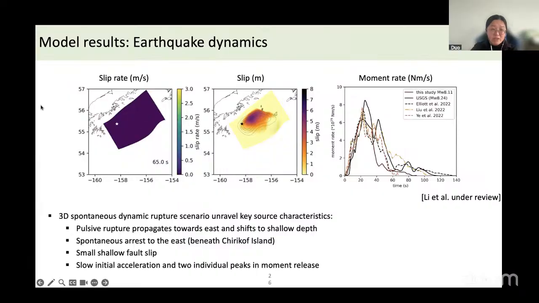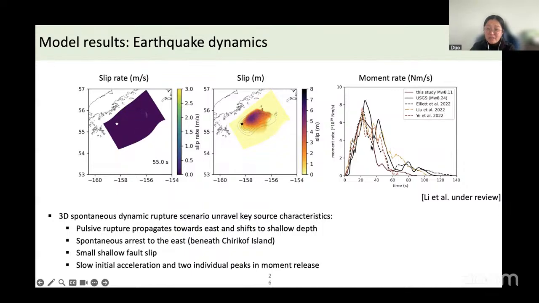We plot the slip rate and the cumulative slip with a comparison to other studies. In the figure in the center of the movie, we show the fault slip with time, and the black contours are the result from the joint inversion of another paper, Elliott et al. 2022.